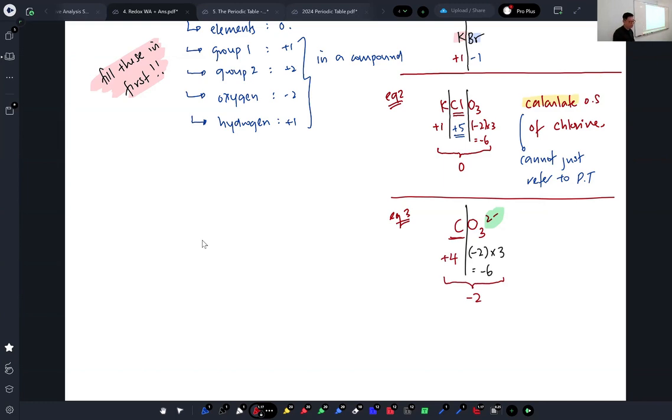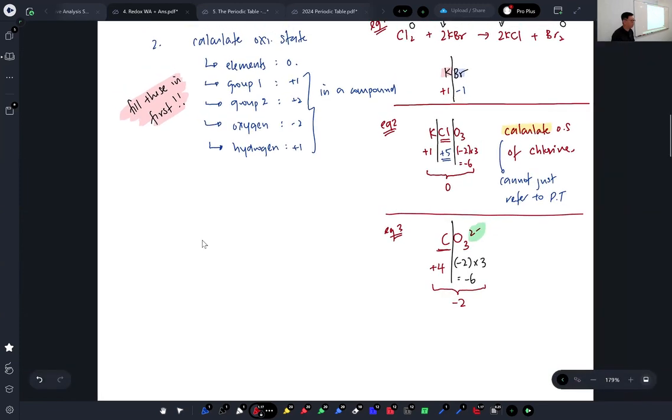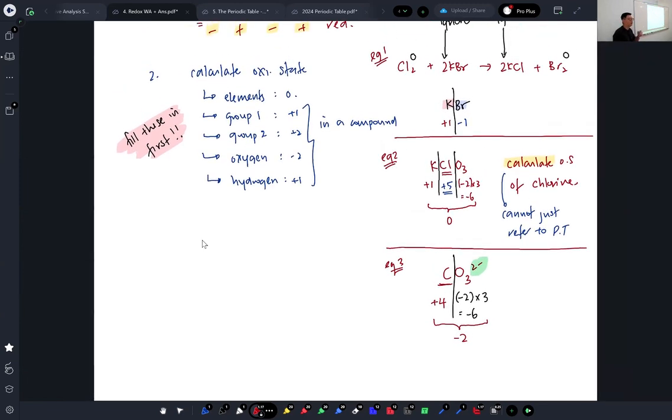Okay. So skill 2 is calculating oxidation states. I think if you can do that, it should be quite okay. Listen, okay? That's not redox, right? But you learned it, right?